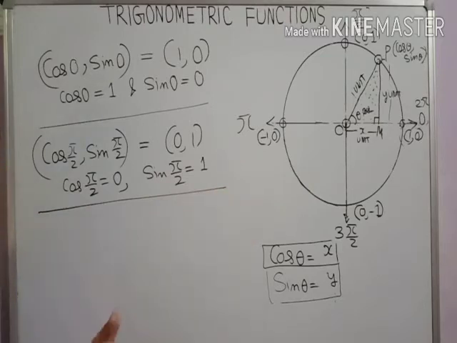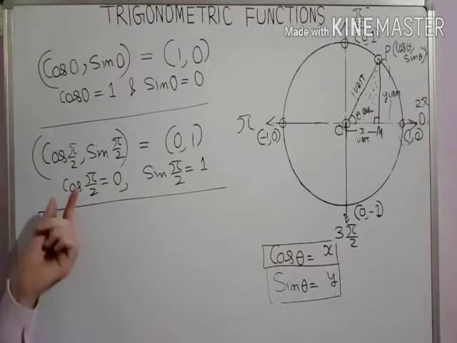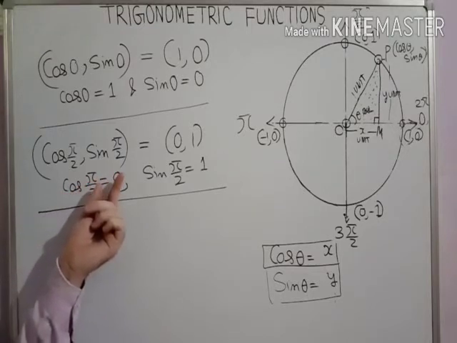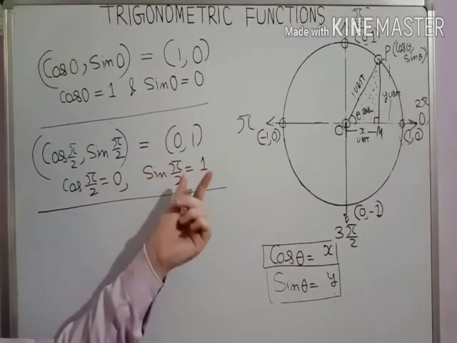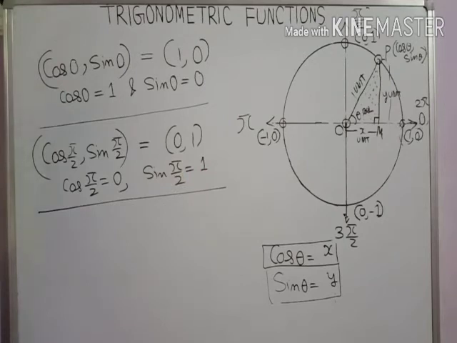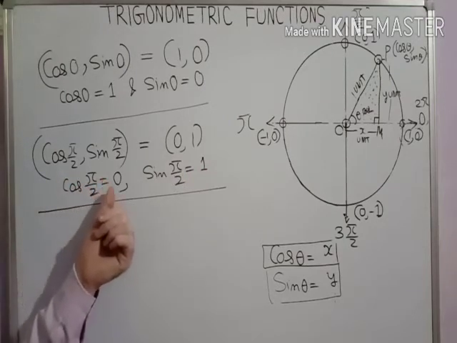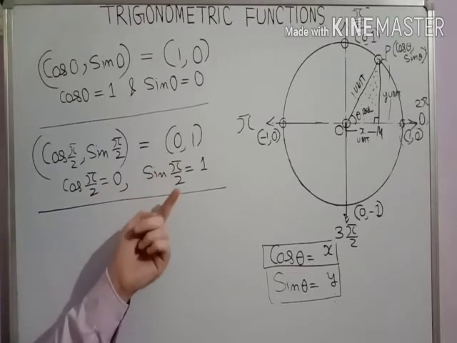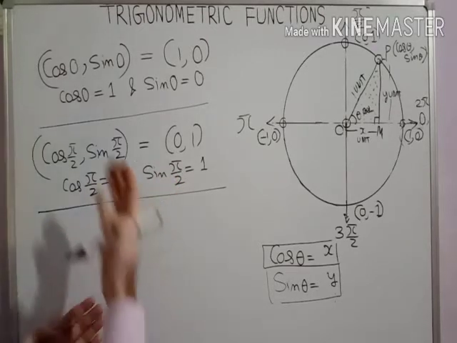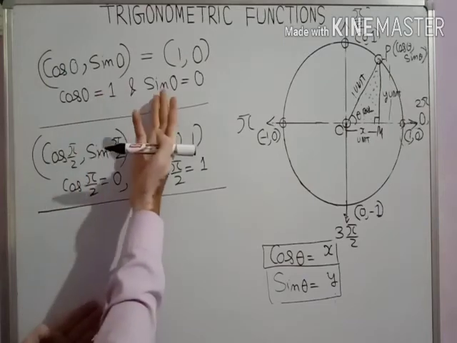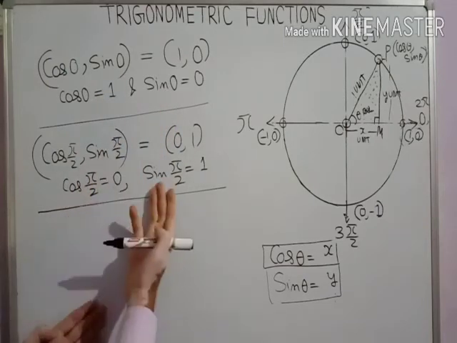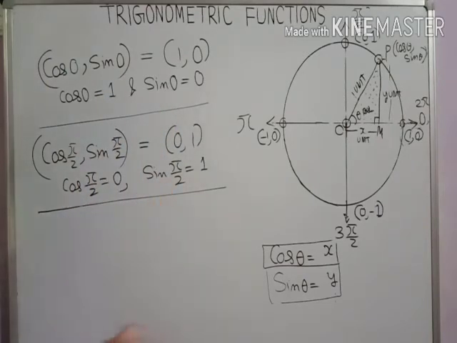In class 10th you have done the sexagesimal system. Cos 90 degree equals 0 and sin 90 degree equals 1. We are using the radian system here. What result did we get? Cos pi by 2 radians is 0 and sin pi by 2 radians is 1. And these values, cos 0, sin 0, cos pi by 2, sin pi by 2, we have already used in class 10th.